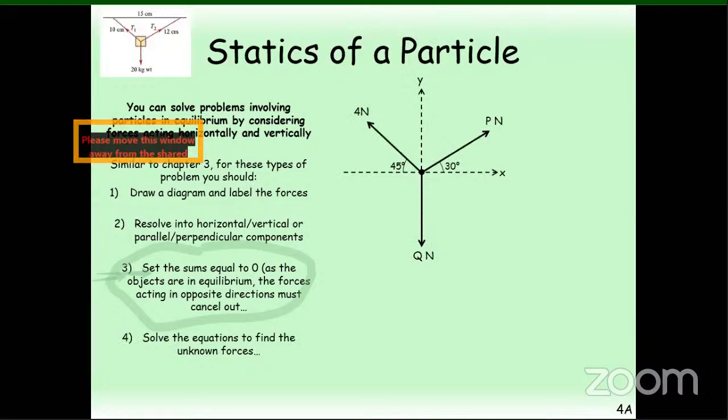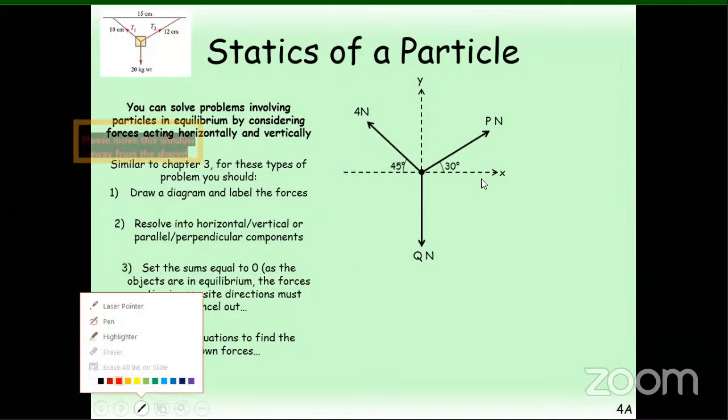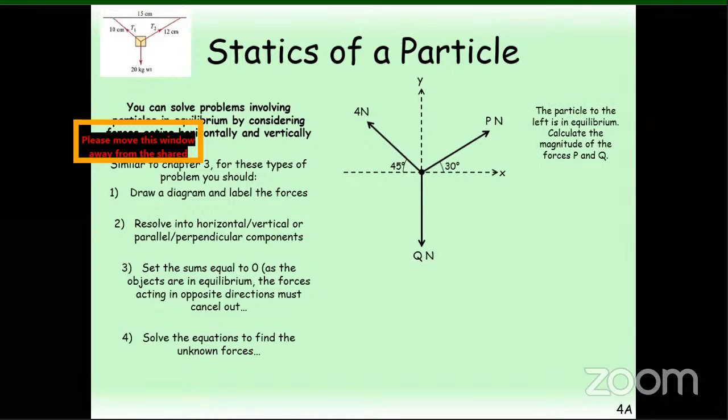So when we come to this diagram here, this system of forces, we have the forces P, 4 and Q. In this case, we are supposed to find P and Q. So what we have to do first is to find the vertical component and the horizontal component of each force. Is that clear? Yes, teacher.